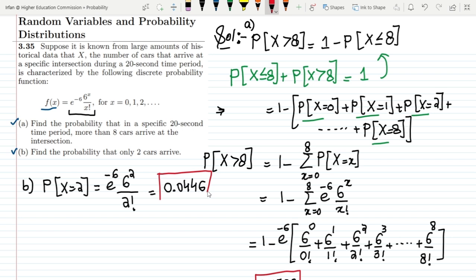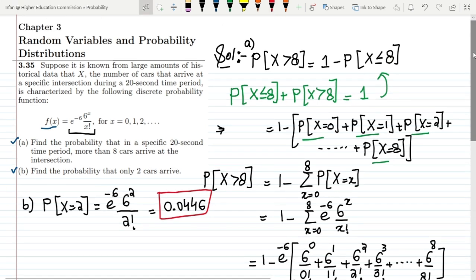So, that's it for today, in which we have seen the solution of questions like the number of cars passing through a certain point in a certain limit of time. These types of problems are usually solved by the Poisson probability distribution, which we will discuss in our upcoming videos.